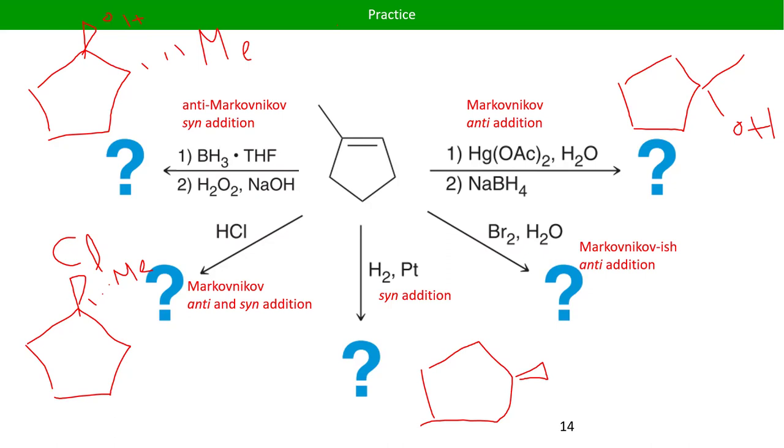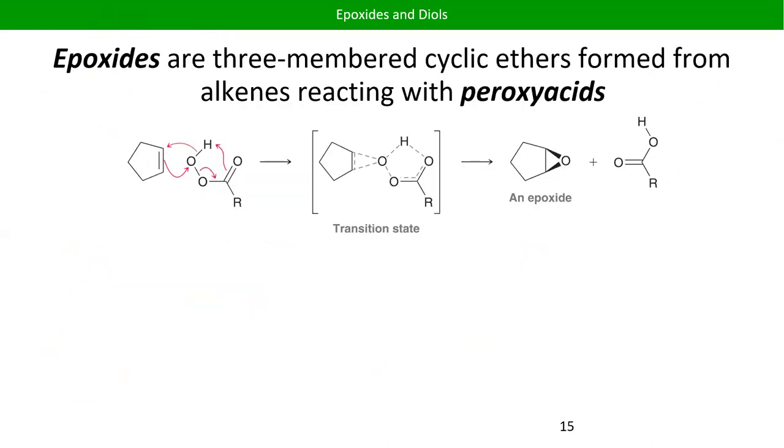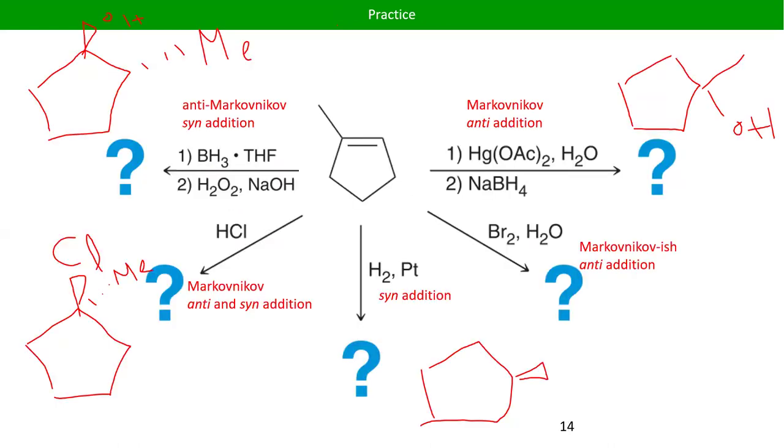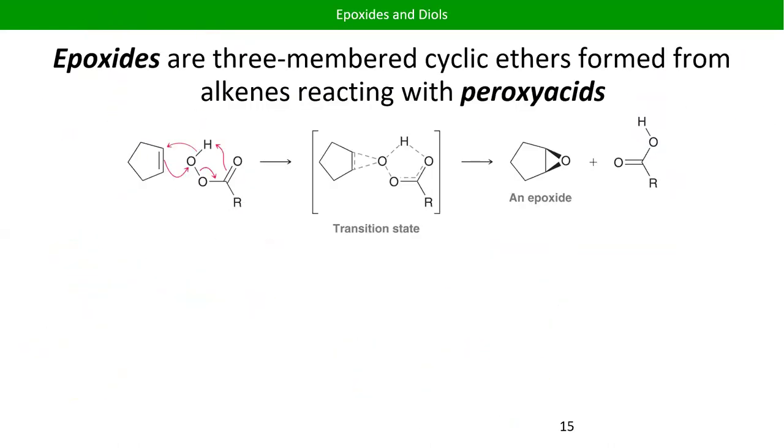All right, so a couple more things we can add. We have a couple ways of creating what are called diols. And a diol is exactly what it sounds like, alcohol twice.